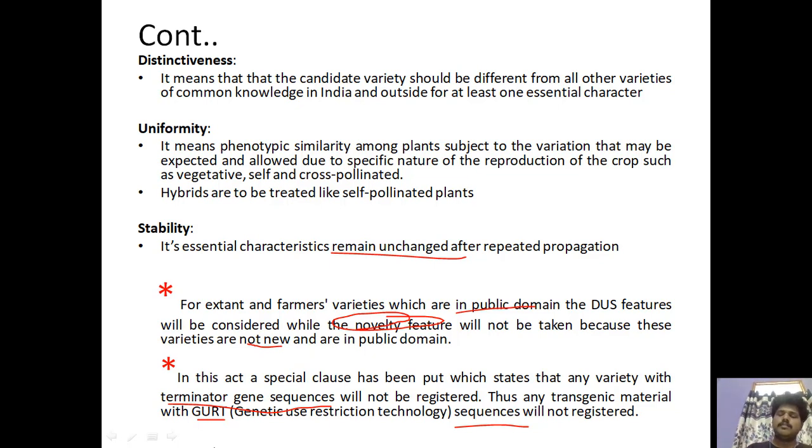So if the seed material cannot be used again and again, or if there is a sequence that allows for only a single crop, and the next season the seed cannot be used as a propagating material, that is because of a sequence which kills the embryo, referred to as the termination gene sequence or GERT sequence.